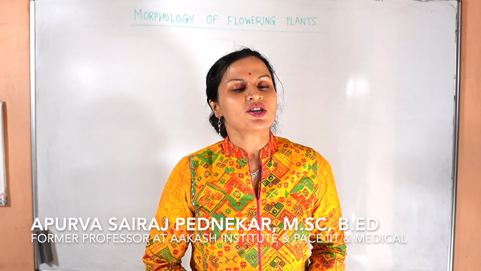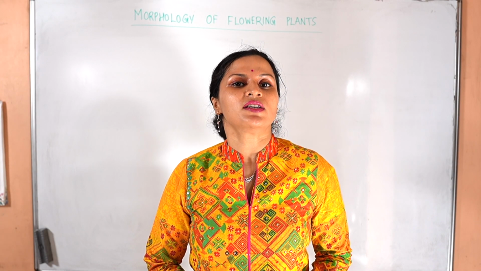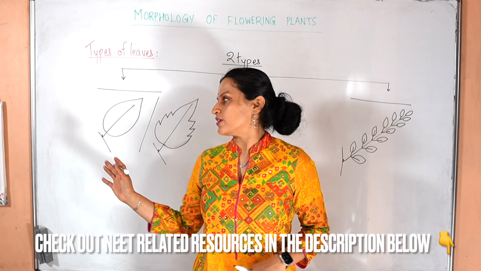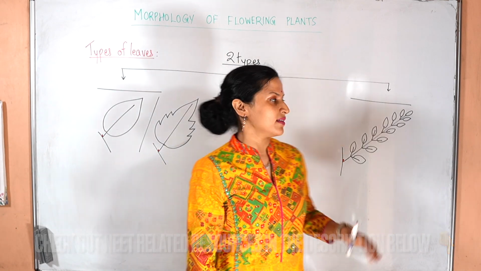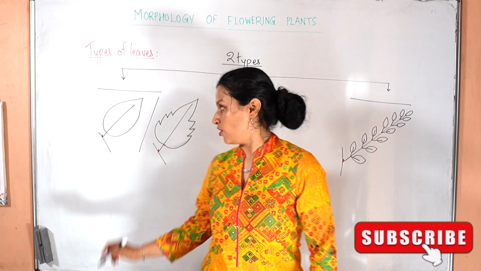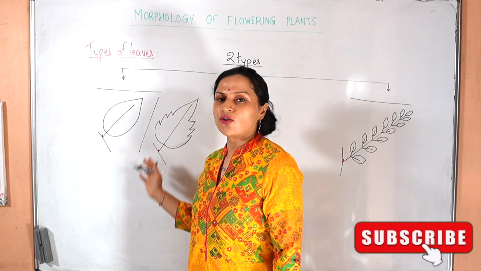Students, in morphology of leaf, we have completed the parts of the leaf and venation of leaf. In this lecture, we are going to do the types of leaves. There are two types of leaves. These are the first type of leaves and these are the second type of leaves. You can see the axillary bud in the axil of both these leaves. So tell me your observations.